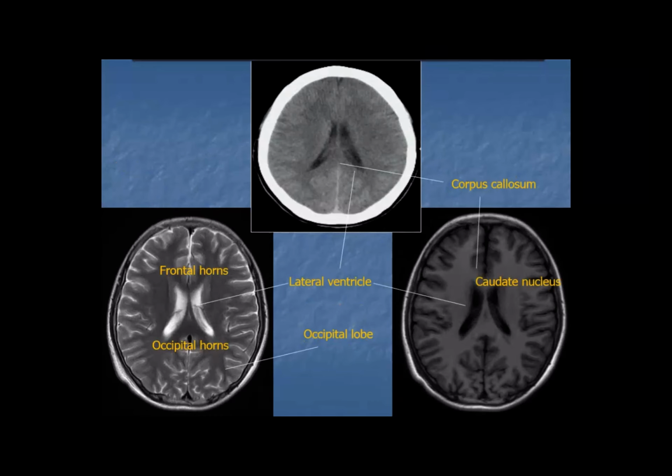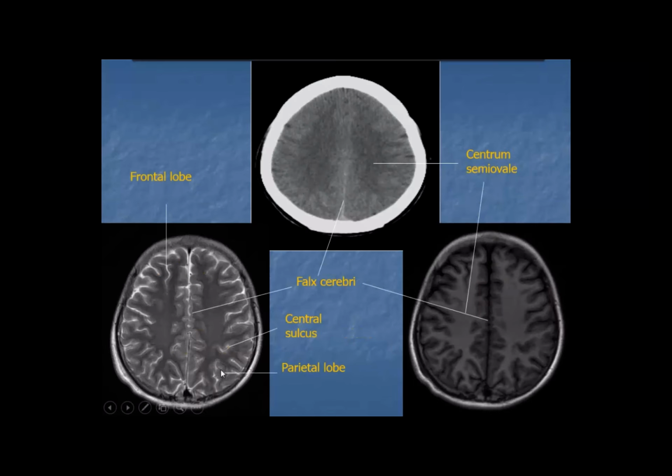In this section, we can find the corpus callosum. This is the caudate nucleus, and here is the frontal horns of the ventricle. This is the lateral ventricle. Here is the occipital horns of the lateral ventricle. This area is the occipital lobe. In this section, we can find the centrum semiovale. Here is the frontal lobe, and this is the central sulcus, and parietal lobe.